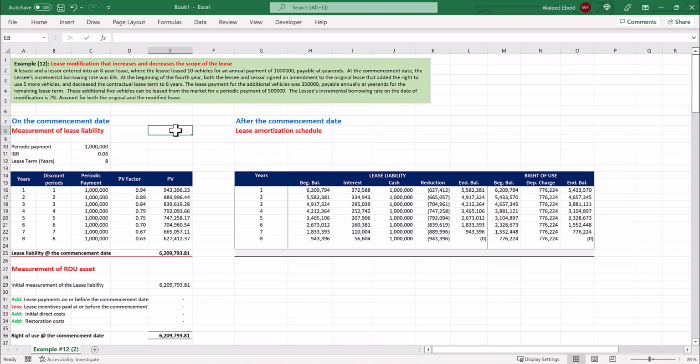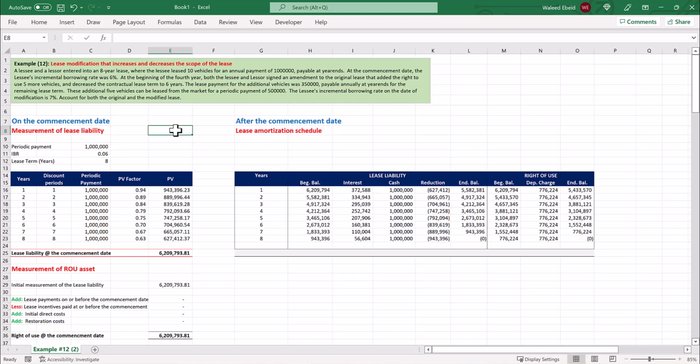At the beginning of the 4th year, both the lessee and lessor signed an amendment to the original lease that added the right to use 5 more vehicles, and decreased the contractual lease term to 6 years. The lease payment for the additional vehicles was $350,000, payable annually at year ends for the remaining lease term.